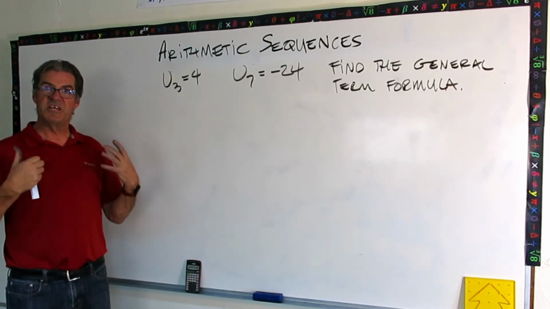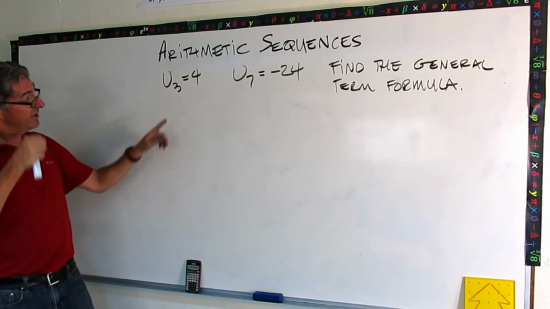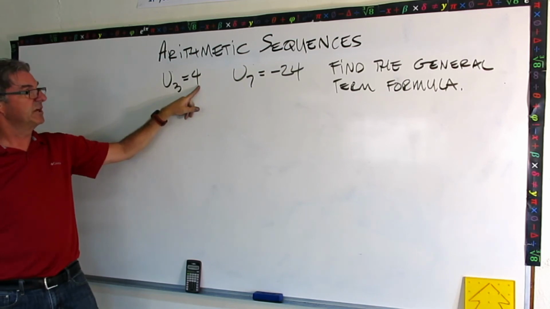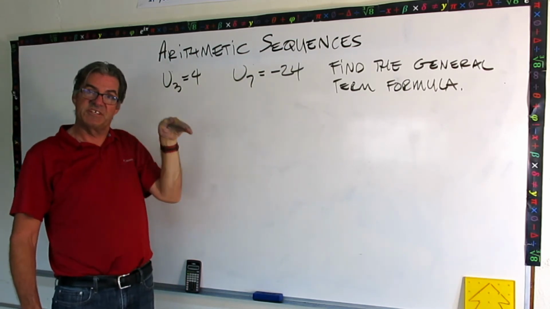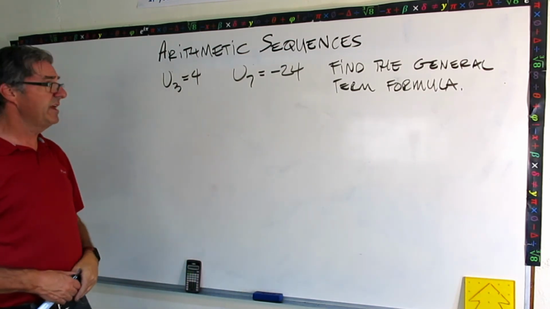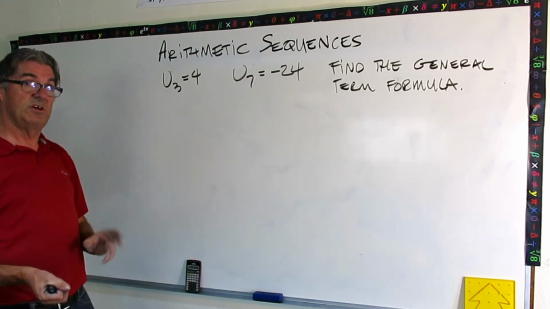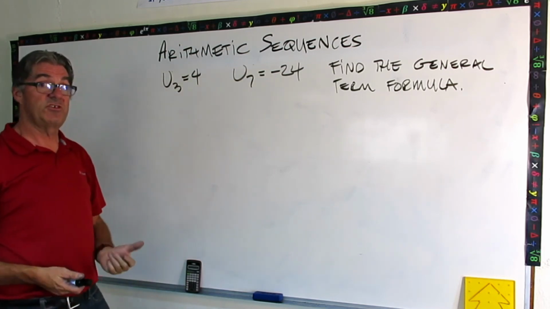Okay, here's another interesting problem based on sequences. This time, they're going to tell you u3 is 4, so the third term is 4 in our sequence, and u7 is minus 24. So we know this is a descending sequence. It's getting smaller and smaller, more and more negative. And we're being asked to come up with the general term formula. Whoa, that seems like a stretch. But actually, if you know this, you have enough information to do that.